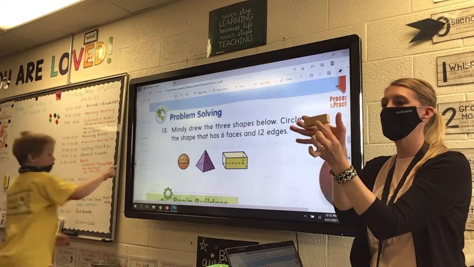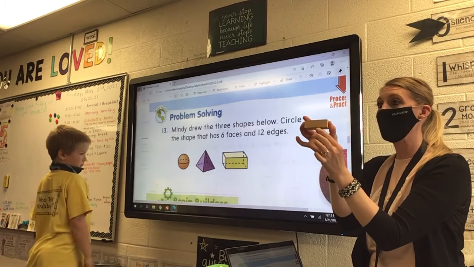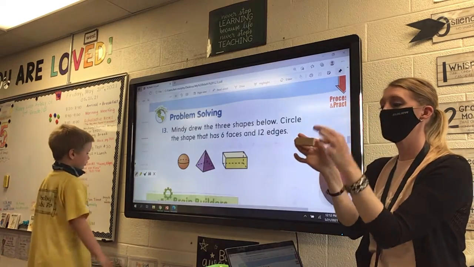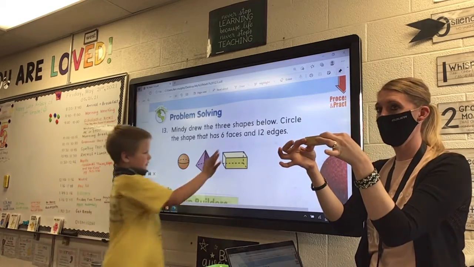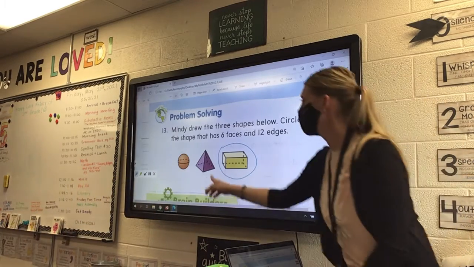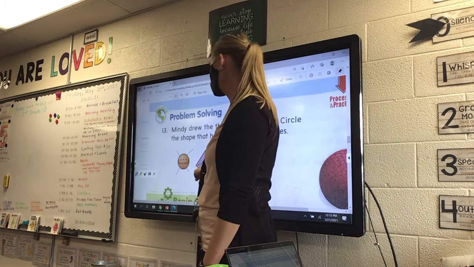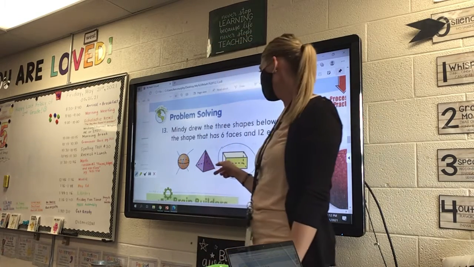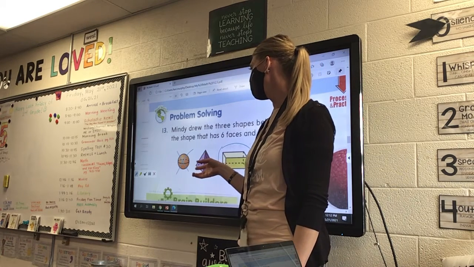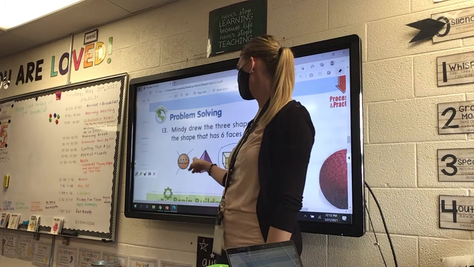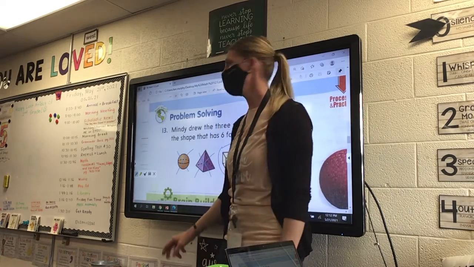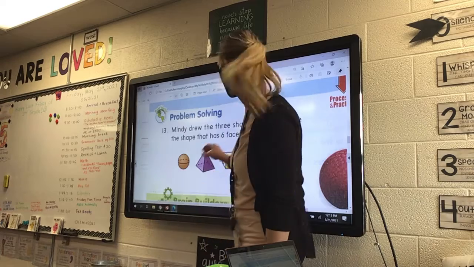So, 6 faces. There's 4 going around, and then the top and the bottom. And then there's 12 edges. 2 at the bottom, 2 at the top, and then 4 on each end. So, that would give us 12 edges. Good job. This one doesn't have any. And this one, Journey just did. And that had 5 faces. And then only, let's see, there's 4, 5, 6, 7, 8. So that was not enough edges either. That's simple.